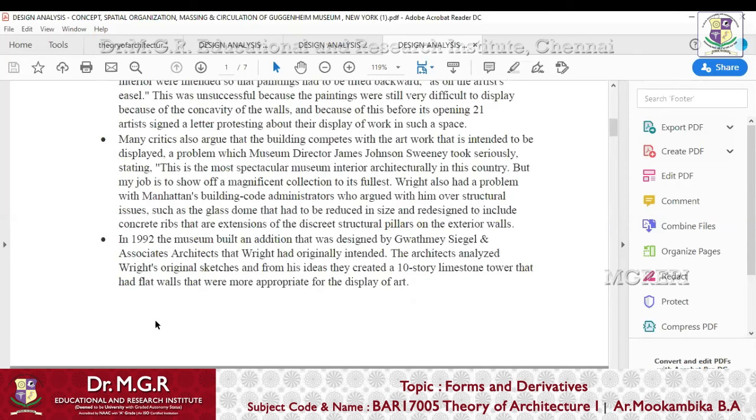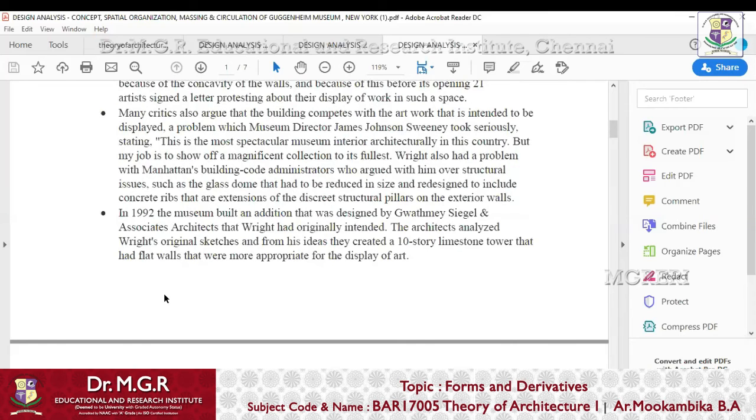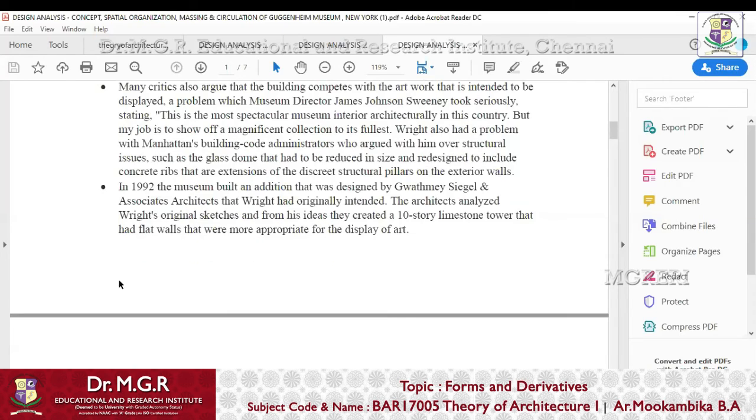See, what you have to understand is initially the building was conceived in 1943. It took around 16 years to open for the public after it had been conceived, and later there was an addition to the building because they had a problem in displaying the paintings by the artist. So there was an extension to the building, but that was built by a different architects association.